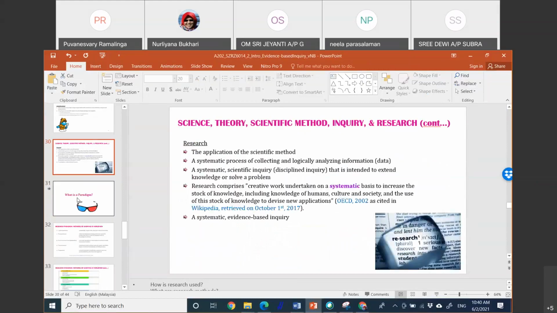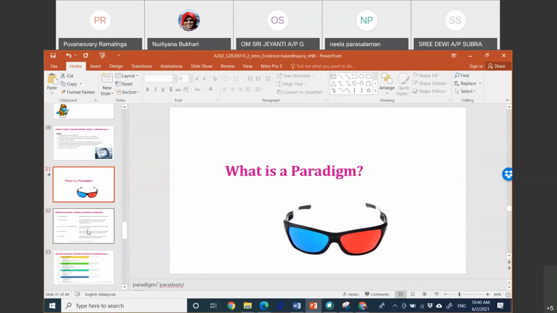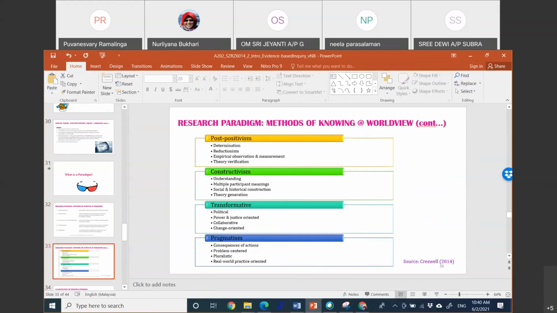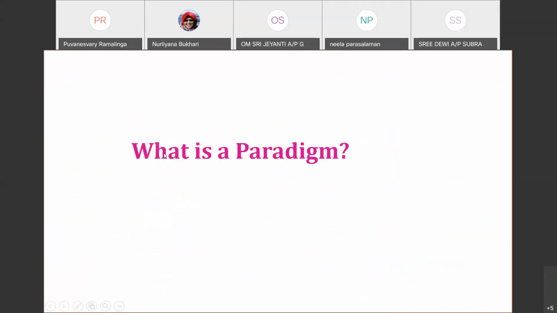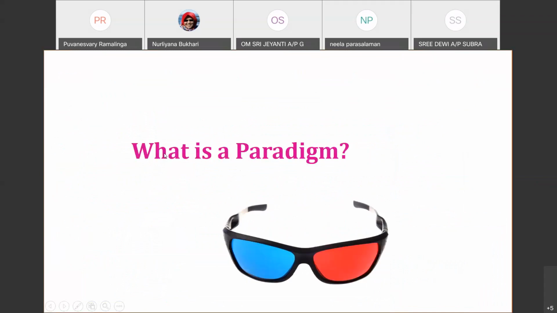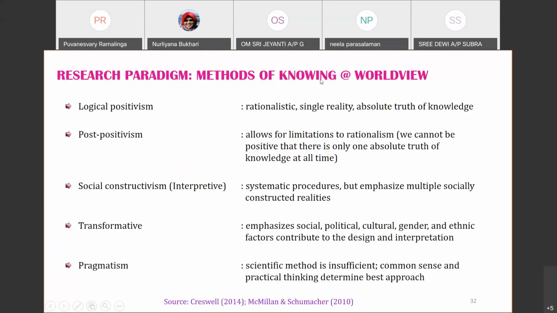But paradigm basically is just the worldview. It's not overlooked, it's underlooked, actually, undermined. In research, a good research will definitely consider the research paradigm. How you look at the world, blue lens or the red lens. Methods of knowing, how you know what you know, basically, is related to epistemology, the worldview.